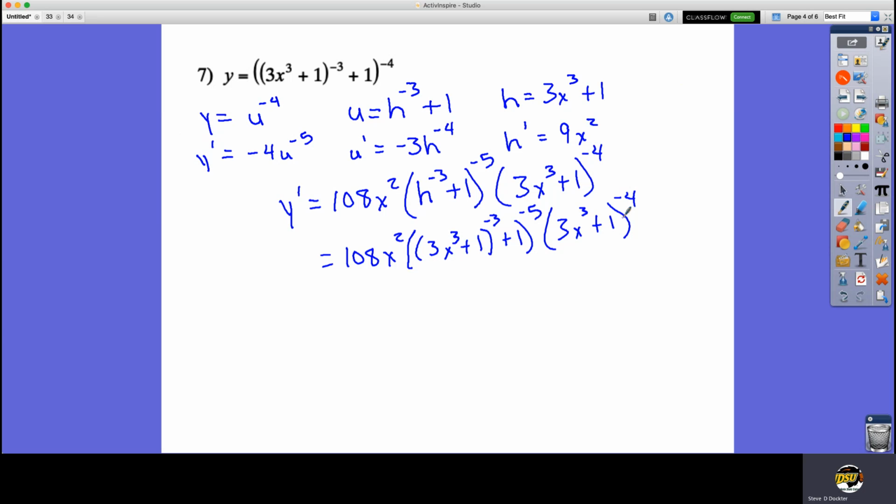All right. And that would be our final answer there. Now, remember, what's the whole point of taking the derivative? To find the rate of change, right? Rate of change on a graph means the slope, and what this does is it finds our rate of change at a certain value.